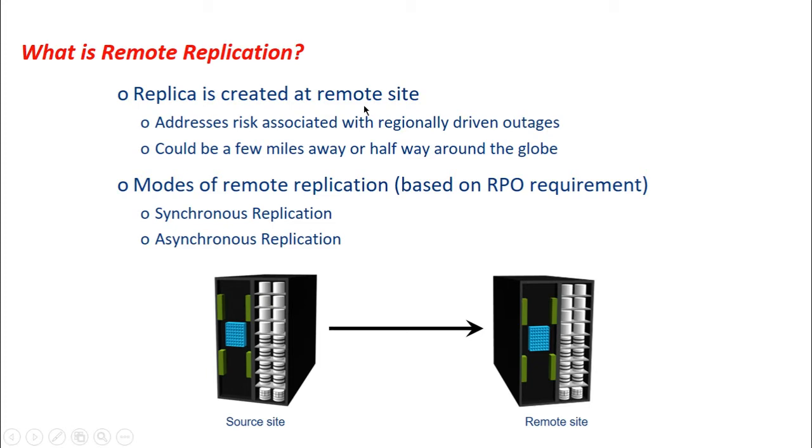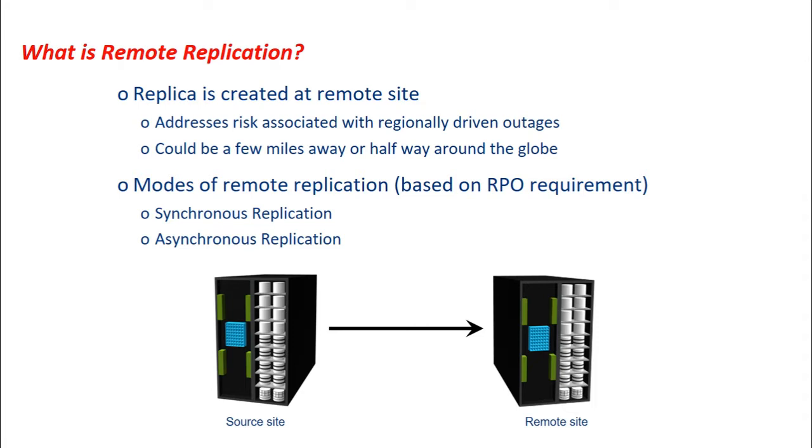So it addresses the risks associated with regional outages. If an entire data center is affected, since you are maintaining the replica at a remote site, your replica will be very safe and can be accessible anytime. However, the replica could be a few miles away or halfway around the globe. It may be in some other continent or some other country also.